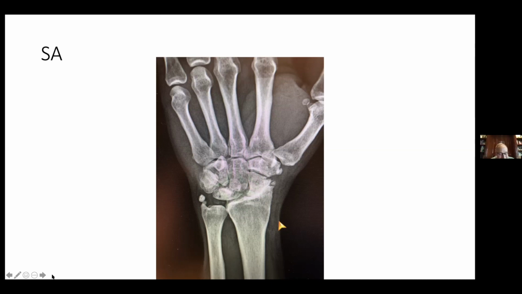Sorry. Do you get an MRI to look at the cartilage? I know some people get an MRI and then decide they're going to do a PRC. I usually don't, because I'm not confident in the MRI telling me the 100% status of the cartilage. Do you get an MRI for this? No, I usually don't. What I do is I just do an interposition if it looks like there's arthritis on the capitate.